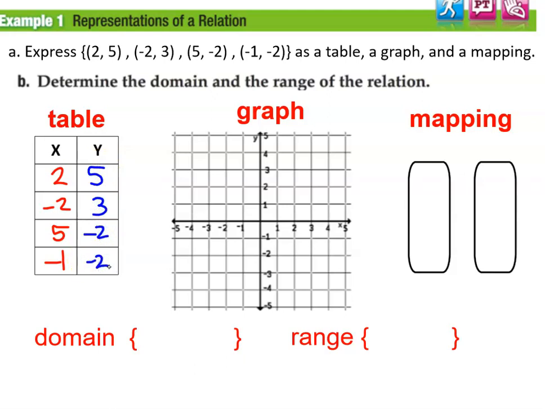You can simply take those ordered pairs or the table and plot those points on this graph. 2, 5, -2, 3, 5, -2, and -1, -2.